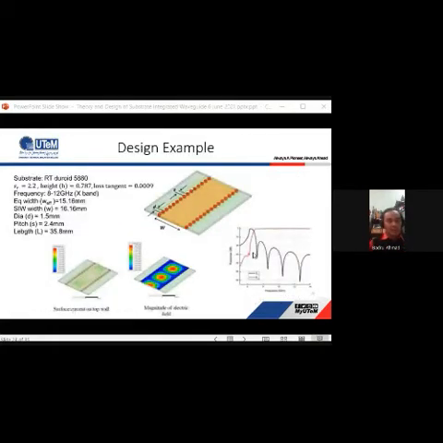So this is the design example of substrate integrated waveguide transmission lines. You can design it with a substrate called Rogers Duroid 5880, which has a relative permittivity of 2.2, a thickness of 0.787, and a loss tangent of 0.0009. Basically, you design it with the equivalent width, height, size of the post, distance between the posts, and the length of the SIW.